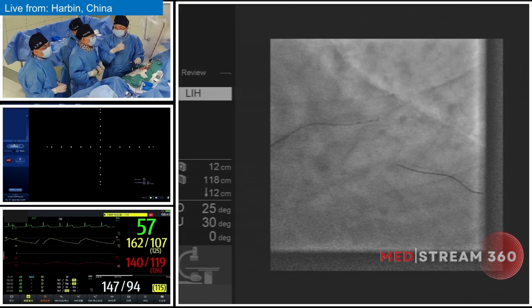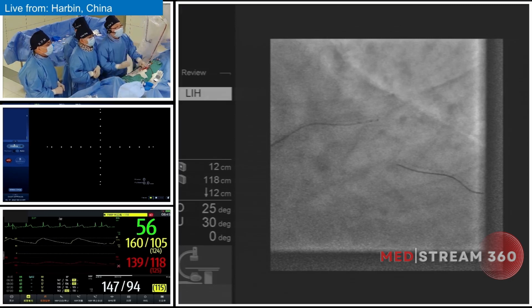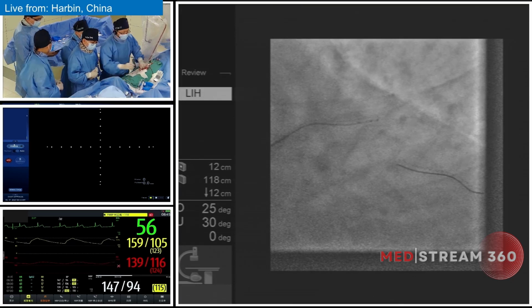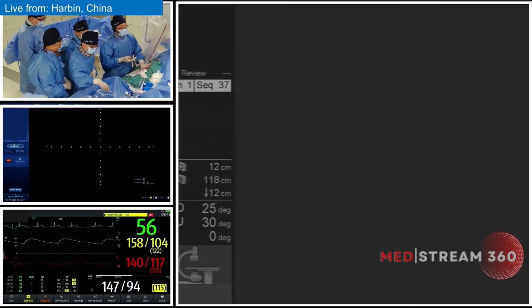So where is the true lumen? I think from the collateral angiography, for me, maybe it's from the upper side.